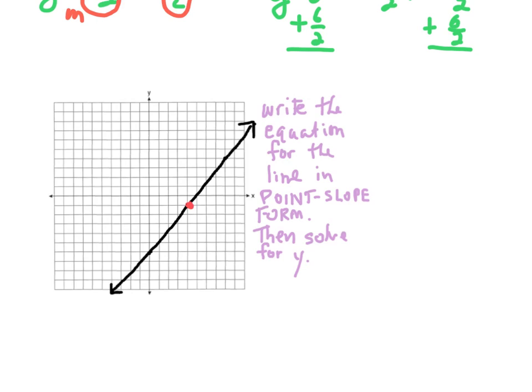Write the equation for the line in point slope form, then solve for y. So what's the given point I have this time? 4, -1. So what's my equation in point slope form? Y plus 1 equals, now what's my slope? It's 1. So I can put a 1 in there or just put nothing. X minus 4.